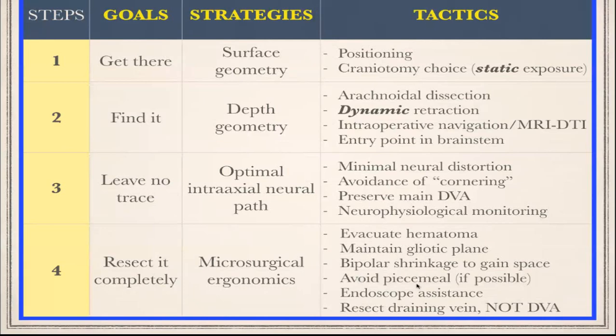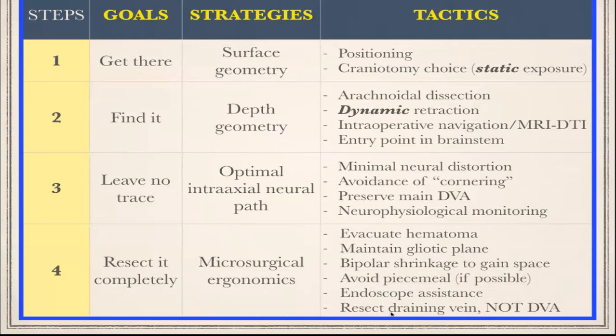If possible, don't do it piecemeal. Now, if it's a large cavernoma, you have to do it piecemeal. But if you keep a small or medium-sized cavernoma all in one piece, you can be sure you got it all out. I often use endoscope assistance at the end of my resection, putting it in the brainstem cavity to make sure I haven't missed anything. And I'll come back to the last point later.